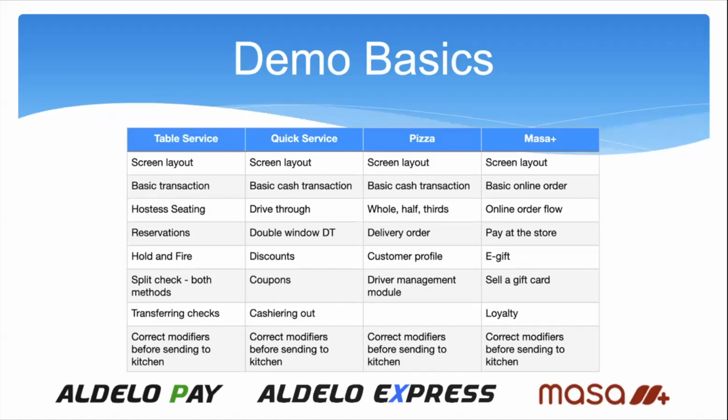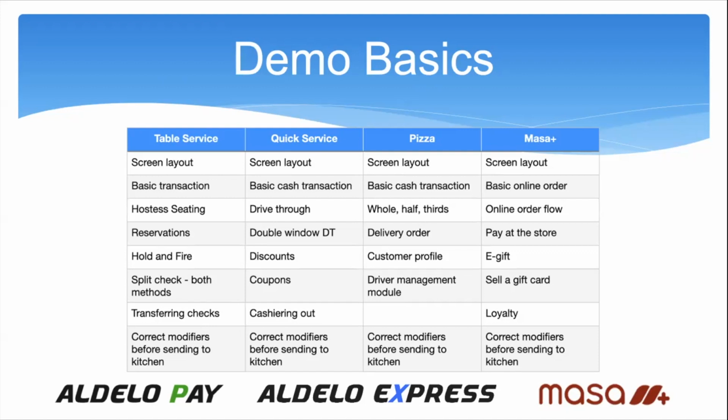In the quick service mode, you're going to want to be able to discuss and show drive-through if they have a drive-through. In pizza, you're going to want to show the basic transaction and then get into wholes, halves, and thirds, which then gets into how to do a delivery order. In Mesa, you're going to want to show the online flow and how to do pay at the store. I don't show pay at the door. We talk about it because I don't want you to get all twisted and worried about having to show a credit card transaction at the door. Just do pay at the store or take the order over the phone.